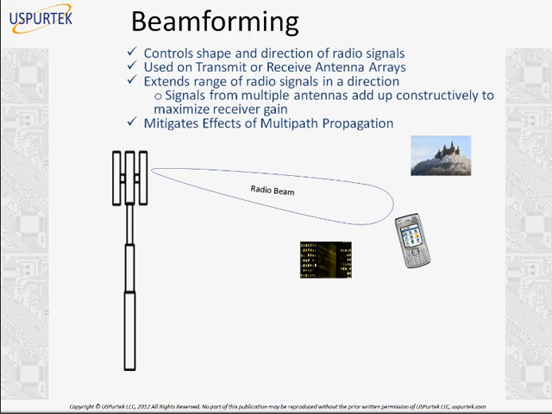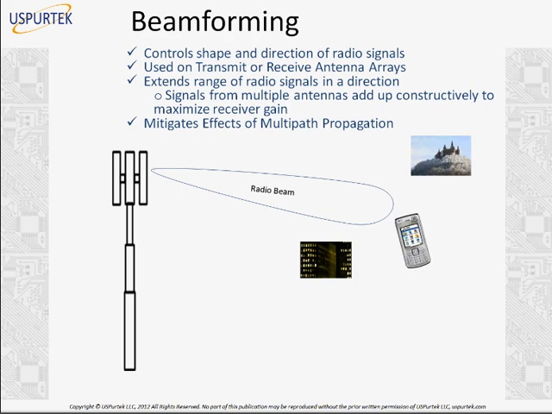So in beamforming, we control the shape and direction of the radio signals, in which direction we are transmitting them. So of course, if we have multiple antennas, then we can do this. Single antenna, we cannot steer the electrical beam, but with multiple antennas, we can steer our radio beam wherever the users are. We can target our beam in that direction.